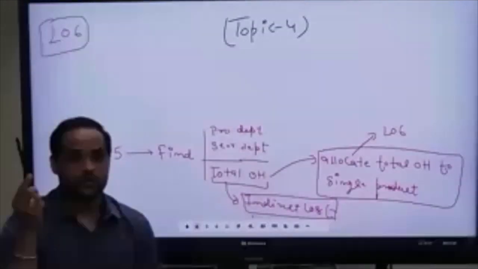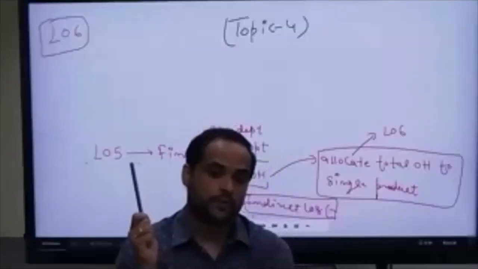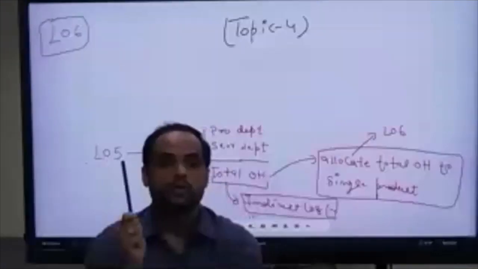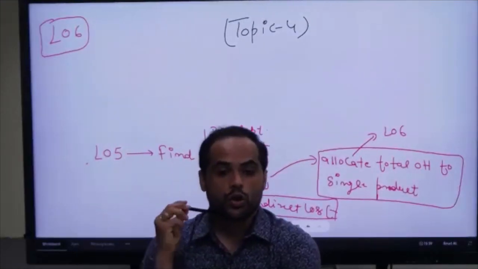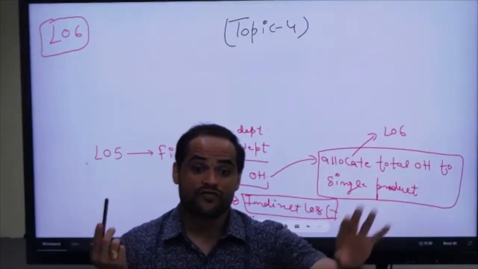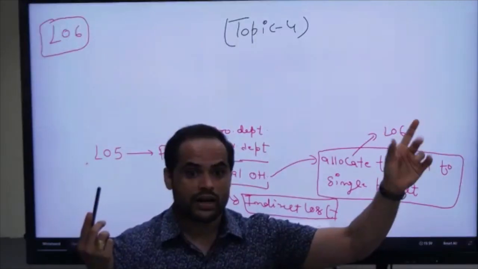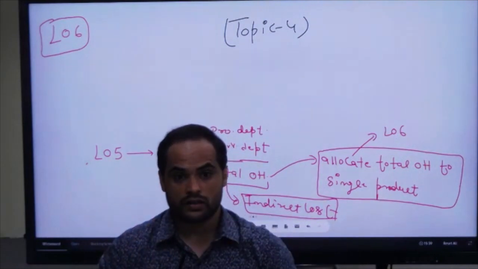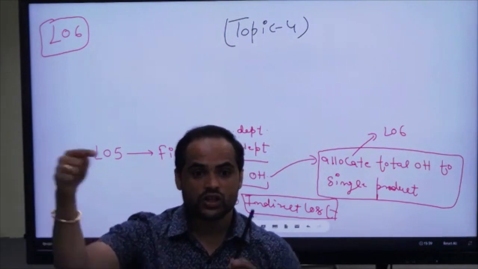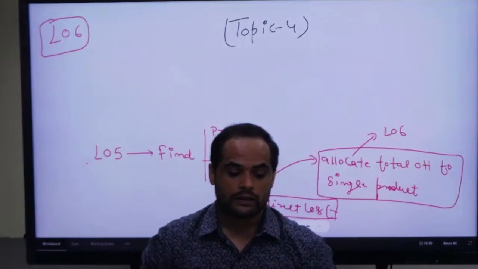But indirect cost is not easy to identify. For example, depreciation, right? We have a machine in a factory, and we use it to produce the product. So how do we allocate the depreciation of that machine, which is producing multiple products, to this product? It is not easy to identify, all right?